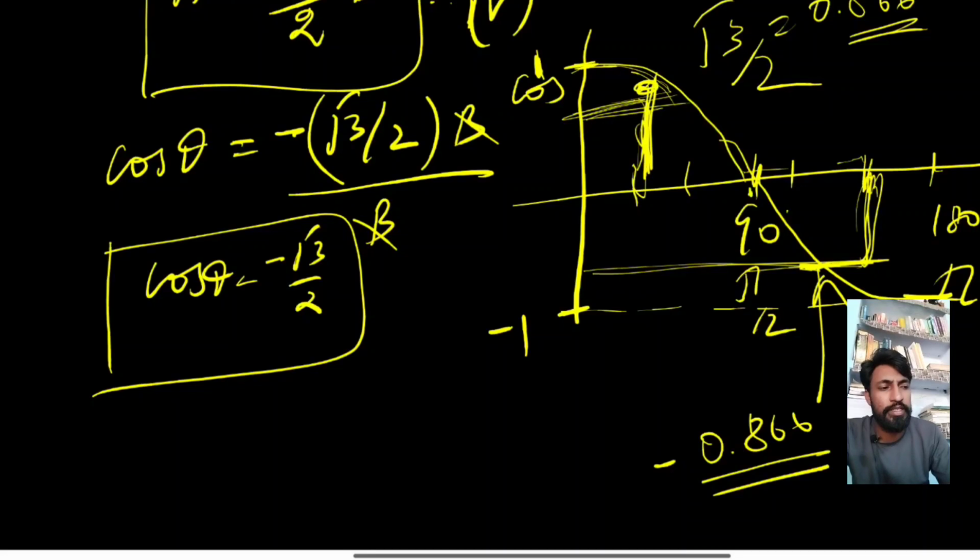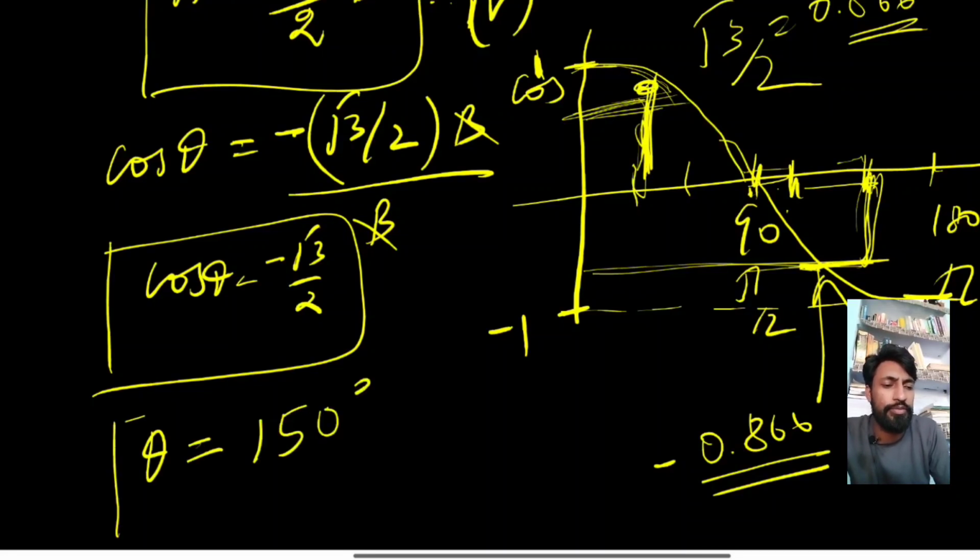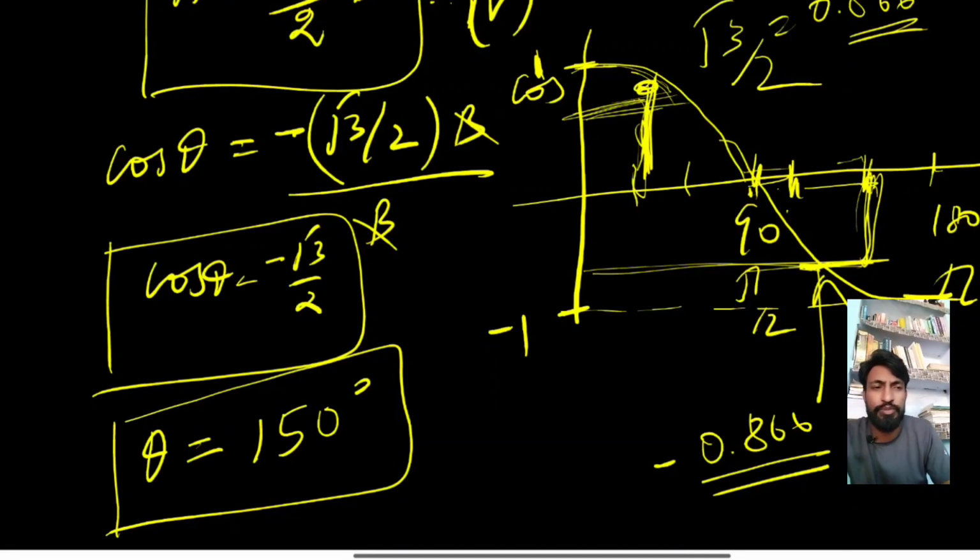So this is 90, and then 30, and then again 30. So 90 plus 60, I think the value of theta will be 150 degrees. So now let's move to the next question.